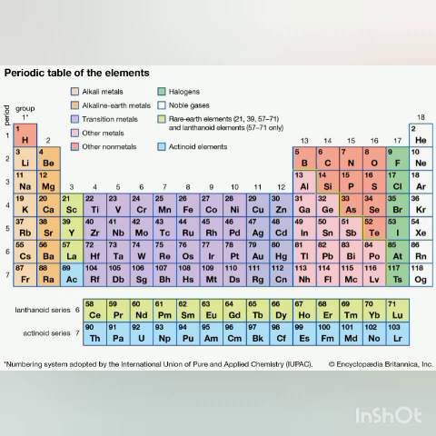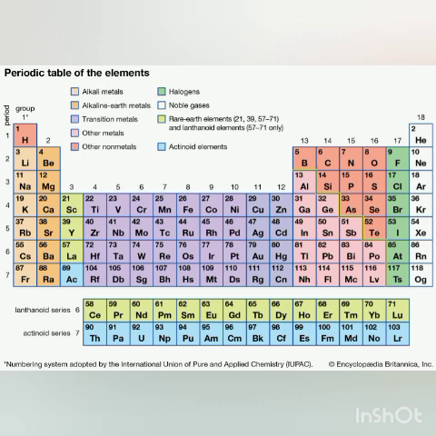Now, you see period number 1, 2, 3, 4, 5, 6, 7. They tell us the number of shells. For example, you consider period number 2. So, in period number 2, the elements which fall in period number 2 are lithium, beryllium, boron, carbon, nitrogen, oxygen, fluorine and neon. And all these elements, they have 2 shells.